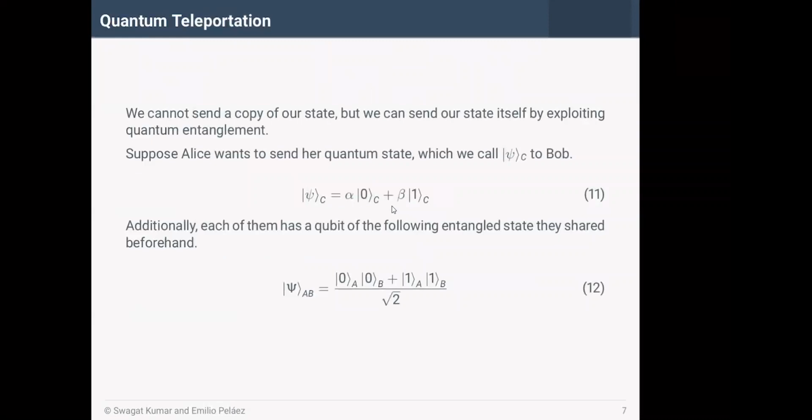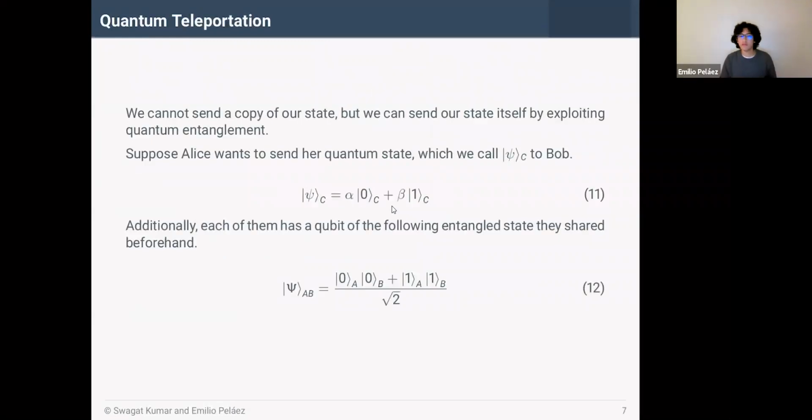Continue. Okay. So with the no-cloning theorem, we can now start with quantum teleportation. We cannot send a copy of our state, because of the no-cloning theorem, but we can send the state itself, the information that the state contains, by exploiting quantum entanglement. Suppose Alice has some quantum state, which we will call psi subindex C, where the subindices help us identify the qubit to whom it belongs.